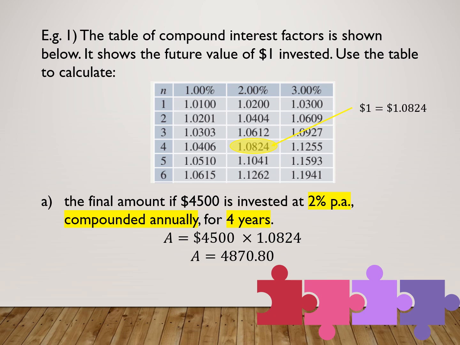So the first one, we're looking at 2% per annum compounded annually, and it's for 4 years. So compounded annually, the 2% is already in years, it's per annum, and the 4 years is already in the right one. So we just go to the table, and $1 would get us $1.0824. So our 4,500 invested, we times by that, and so it would grow to $4,870.80.